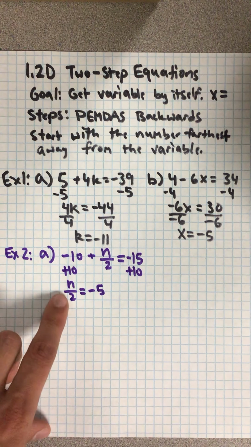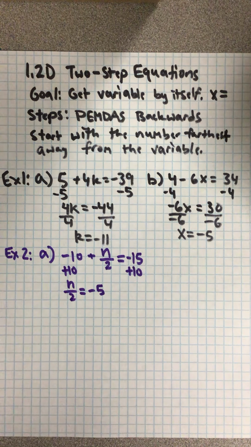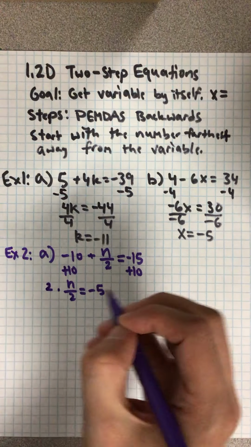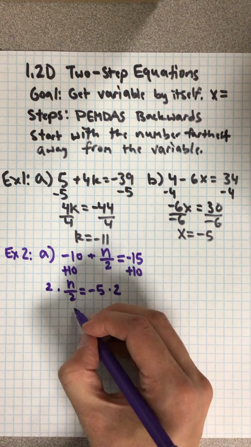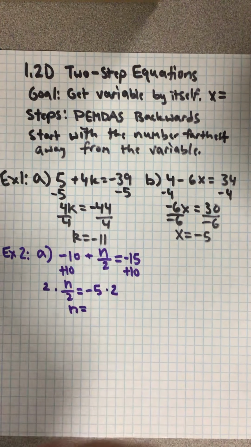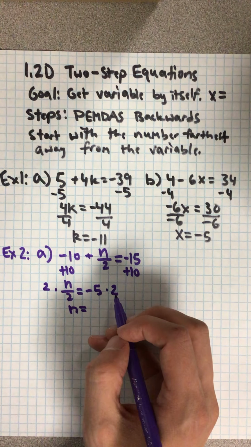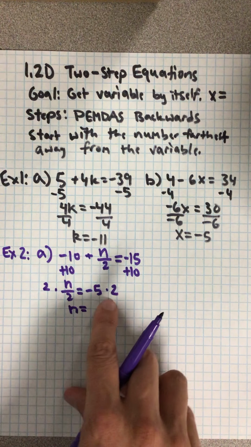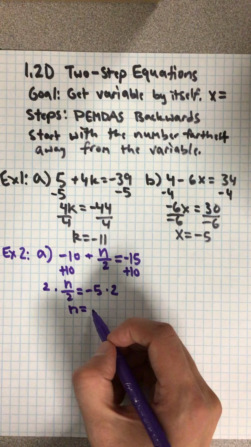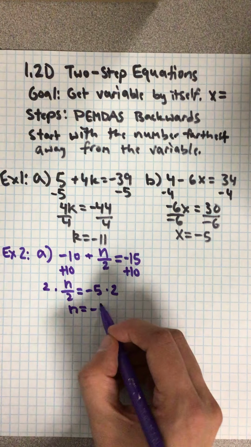Now, this fraction, n over 2, means that we're dividing n by 2. And since we're doing a division here, we need to do the opposite operation, which is multiply. So we multiply both sides by 2. The 2's on this side go away. We have n times negative 5. N equals negative 5 times 2. A negative times positive is negative. 5 times 2 is 10.